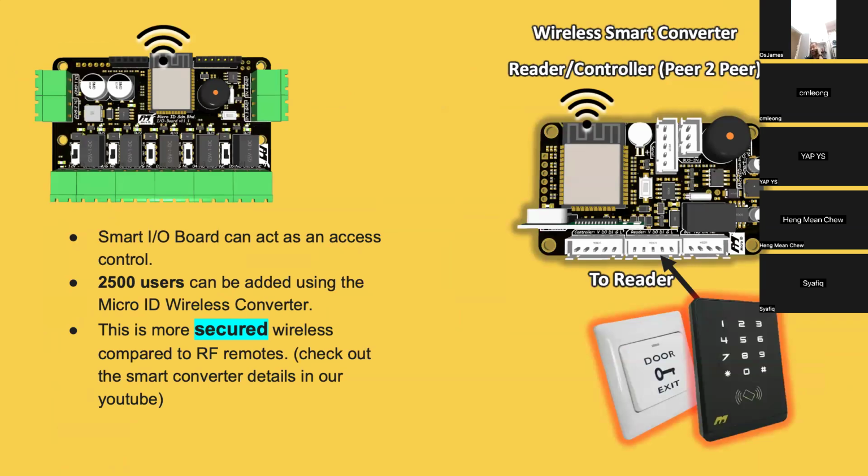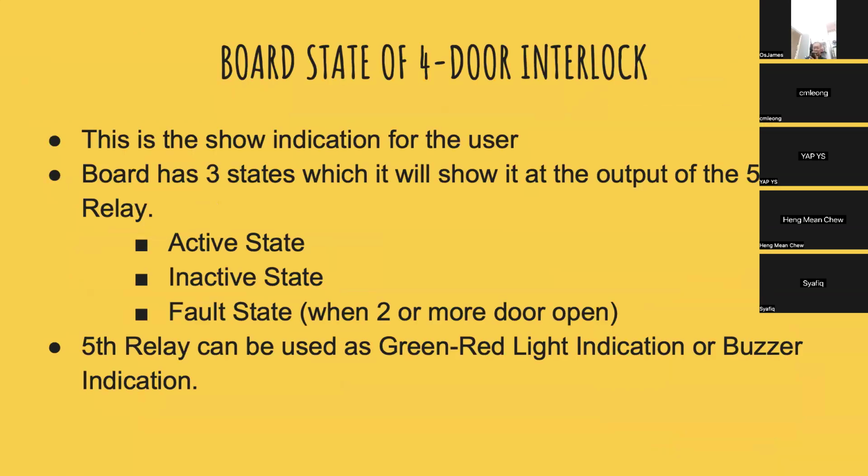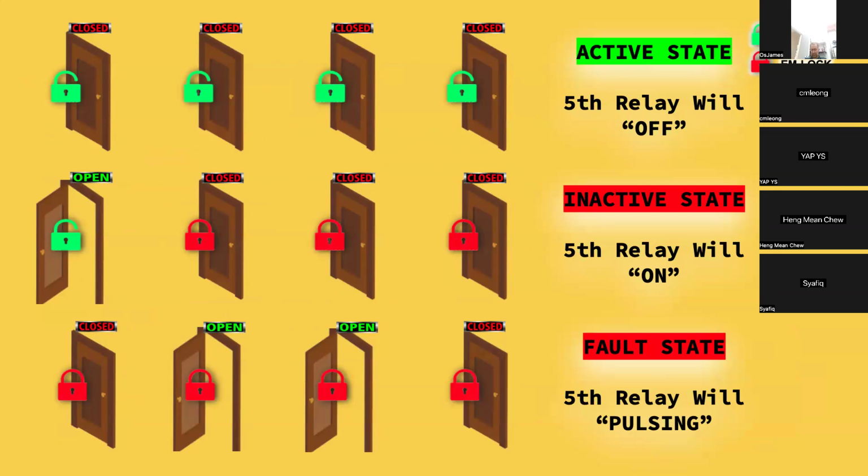Using microID's wireless smart converter, you can use the I/O board as an access control with interlock function. The smart converter can support up to 2500 users. And this wireless is more secure, with AES 128 encryption, than the 433 RF remote. In the 4-door interlock, we also have a fifth relay as the light indication, which has an active state, inactive state, and false state. False state is when two or more doors are open.